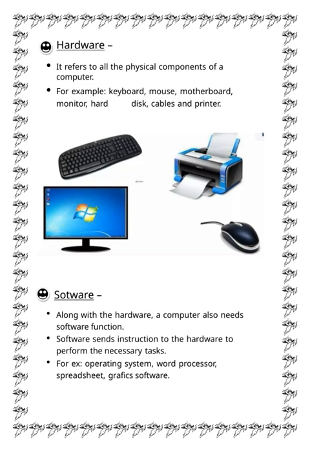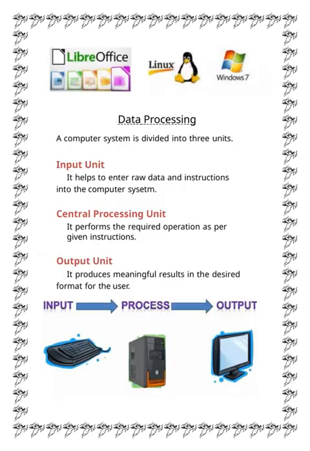Hardware provides the physical foundation, while software directs that foundation to work on whatever task we need. This partnership is at the core of how computers operate and why they are such powerful tools in our daily lives. Let's take a closer look at how data processing works in a computer system.